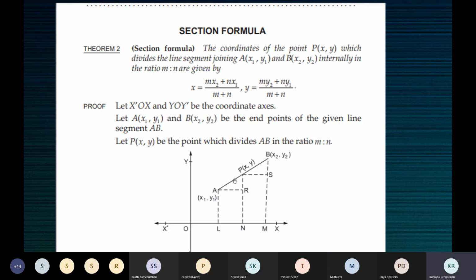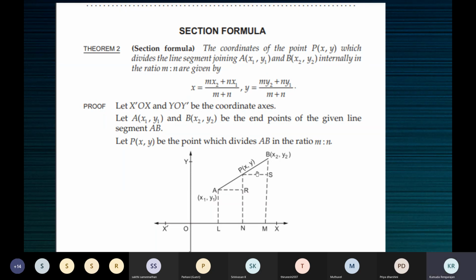Now these two triangles are similar. Triangle ARP is similar to triangle PSB. Children, just take it like this for now because we have not learned the chapter. How to prove that they are similar, we'll not take up now. Just take it from me that these two triangles are similar for some reason.